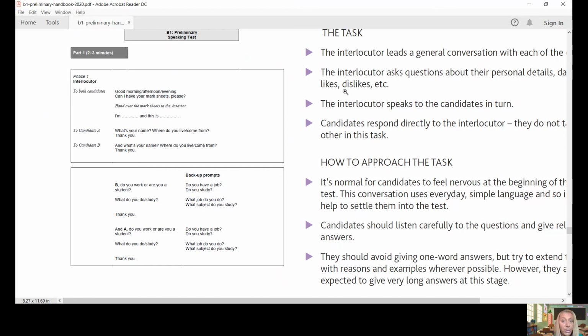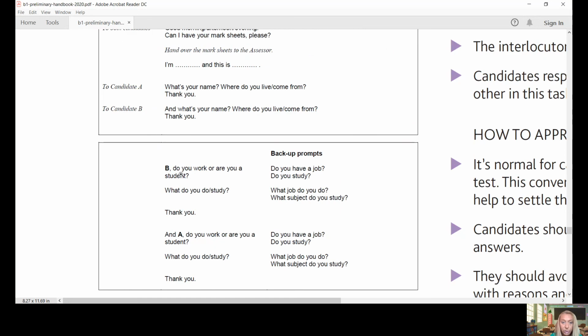Some possible questions that you need to be prepared for will be, do you work or are you a student? Do you have a job? Do you study? What do you study? What job do you do? What subject do you study? Thank you. So again, quite easy and just simple questions to start.